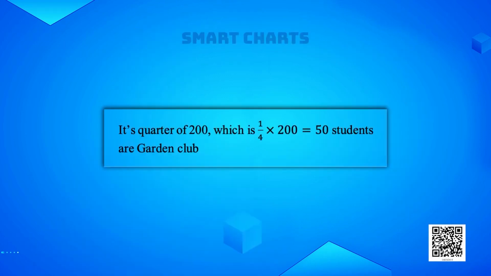Similarly, can you find the number of students in the garden club? Yes, it is a quarter of 200, which is 1 by 4 multiplied with 200, that is equal to 50. Students, we found that there were 50 students in the garden club.